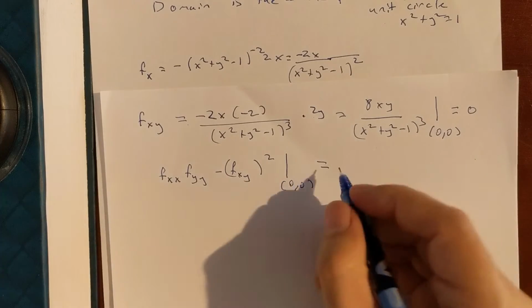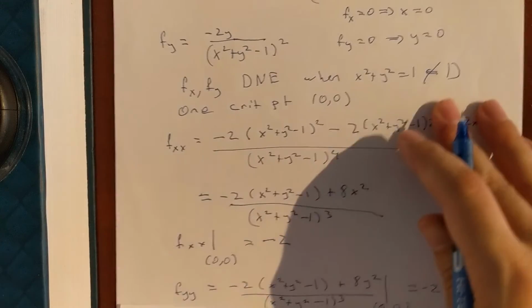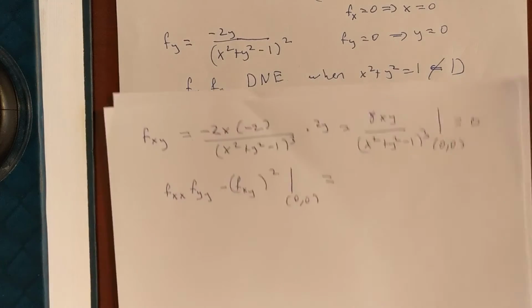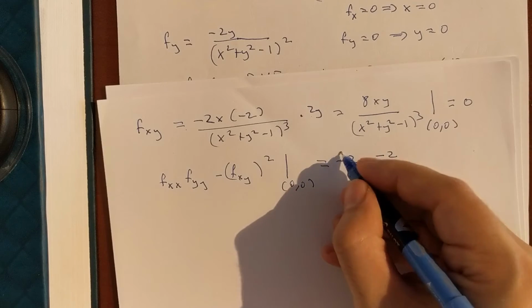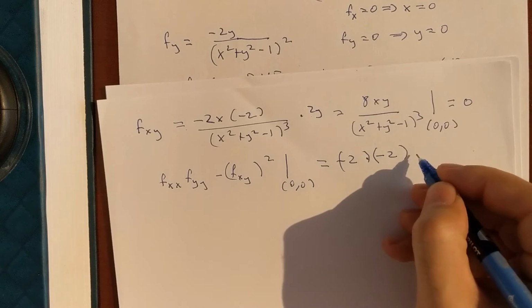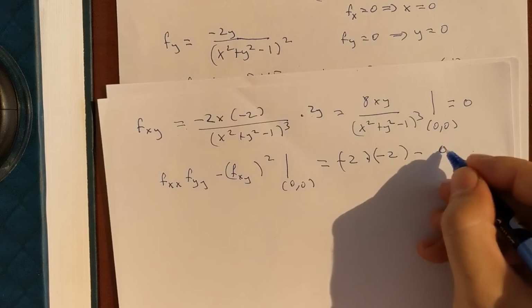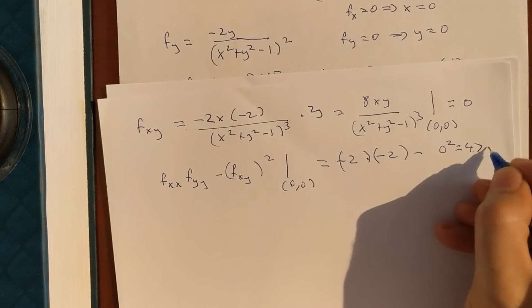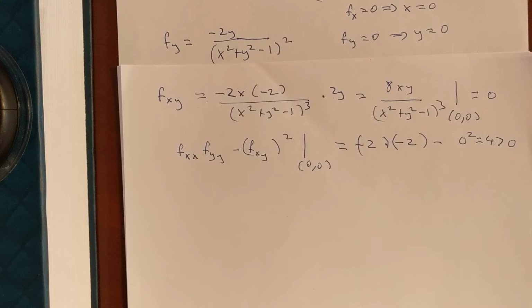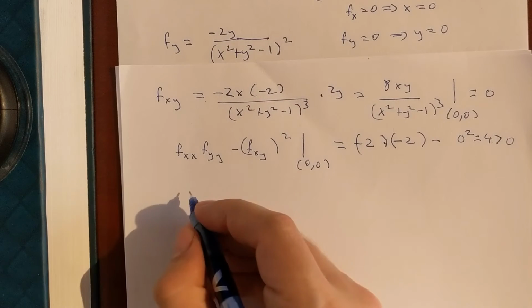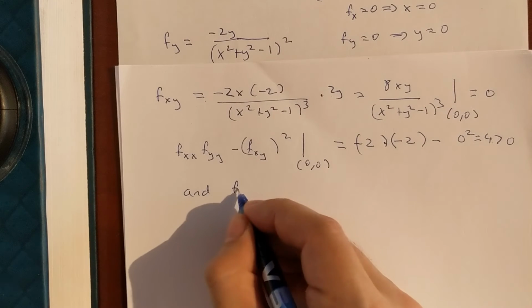And we get, what was this? Sorry, we found it on the other page. They were both minus 2. Minus 2 times minus 2 minus 0 squared. Well, guess what? That's 4. That's greater than 0. So everything's heading the same direction. So this is going to be a local maxima or local minima.